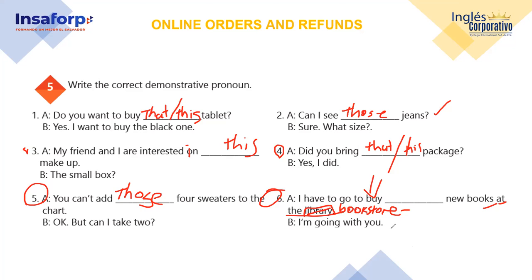And then, como tiene que moverse para un lugar, entonces you don't have the books, so the best option in this case is, I have to go to buy those new books at the bookstore. Okay, and I'm going with you. I want to go too.